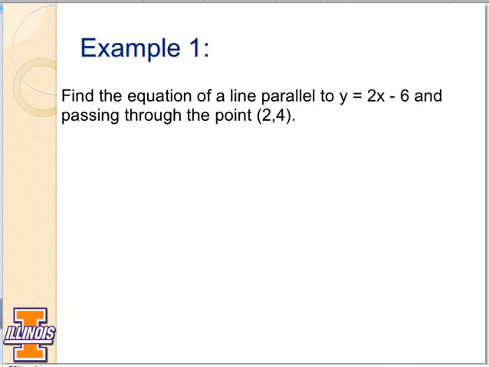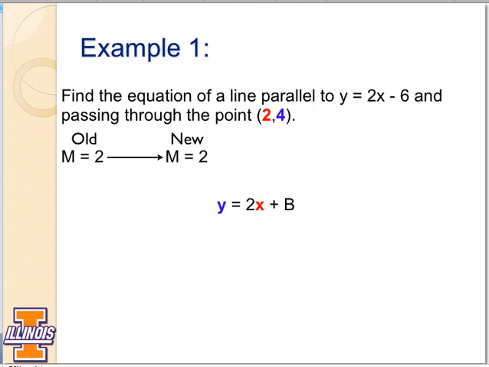Example 1. Find the equation of a line parallel to y is equal to 2x minus 6 that passes through the point (2, 4). So if we look at our equation, y equals 2x minus 6, we see that the slope is 2. Because the new line is going to be parallel, the slope will also be 2.